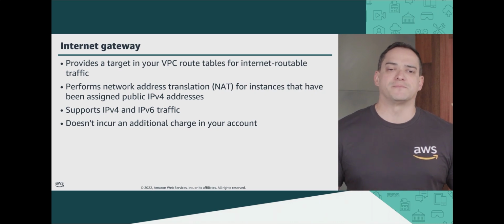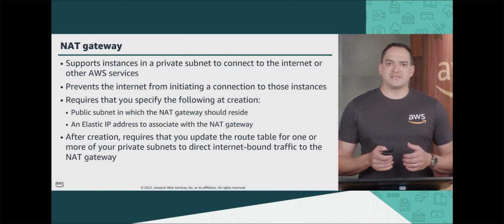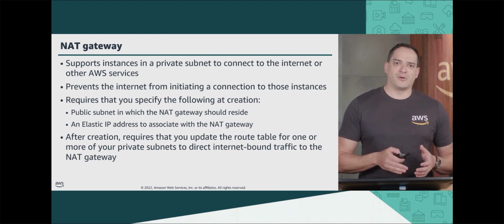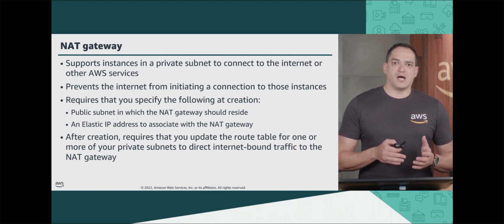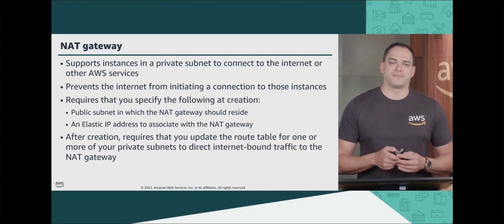your instance. A network address translation, or NAT, gateway supports instances in a private subnet to connect to the Internet or other AWS services. But it prevents the Internet from initiating a connection with those instances. To create a NAT gateway, specify the public subnet in which the NAT gateway should reside. You must also specify an elastic IP address to associate with that NAT gateway.